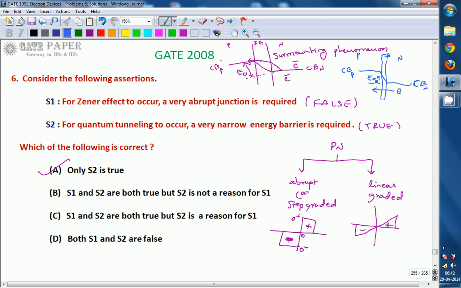The condition is that on one side the energy level must be empty and on the other side the energy level must be filled, so that an electron can go through the potential barrier at the same energy level. If this condition is satisfied, the electron can move from the filled energy level into the empty energy level on the other side. This process is called the tunneling phenomenon. Thank you. The right option for this question is A.